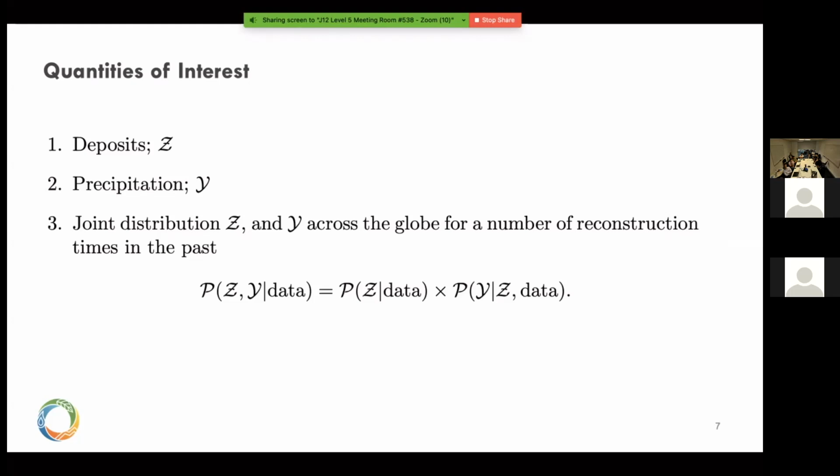So we've got to construct models that marginalize over precipitation to get the marginal of sediments given the data.